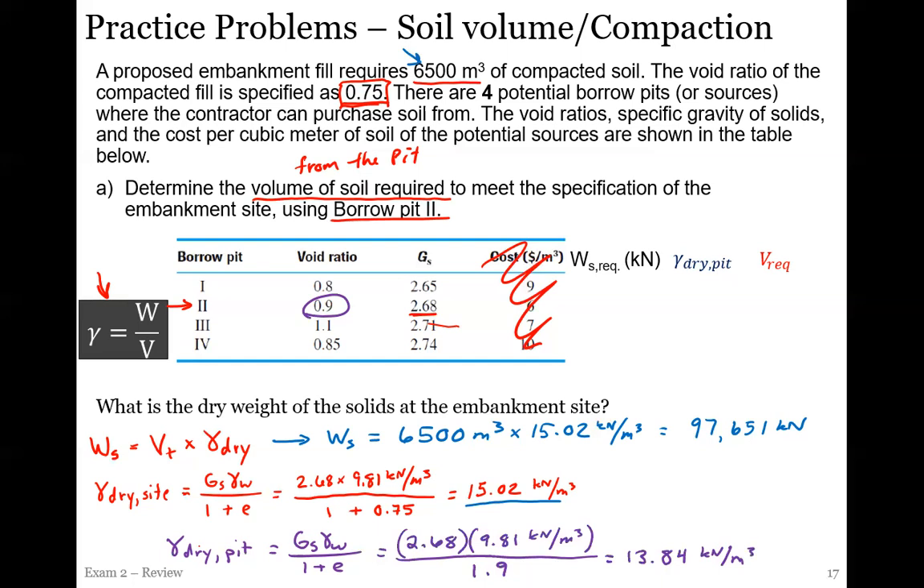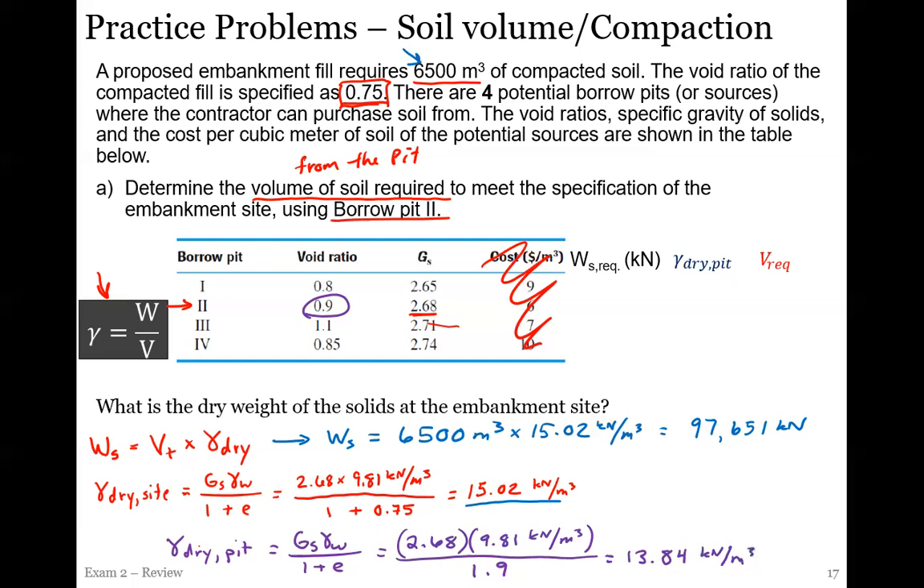This should make sense, right? Because it has a higher void ratio. We know that void ratio and density are inversely proportional. So the higher void ratio means there are more voids, which means we have a lower density. Just comparing the two, since our site is at a lower void ratio of 0.75, we should expect to see our site have a higher density. So it's making sense so far.